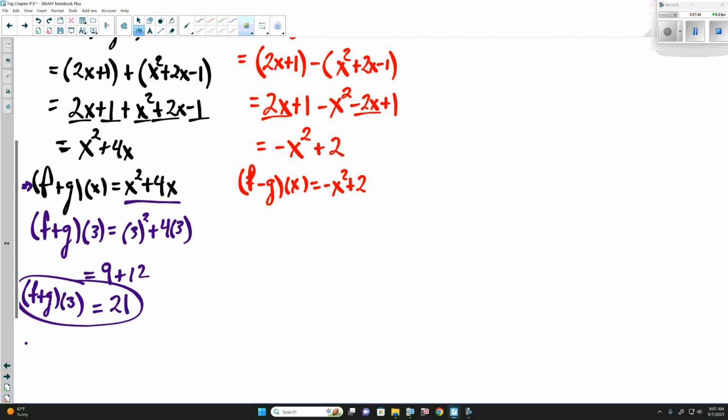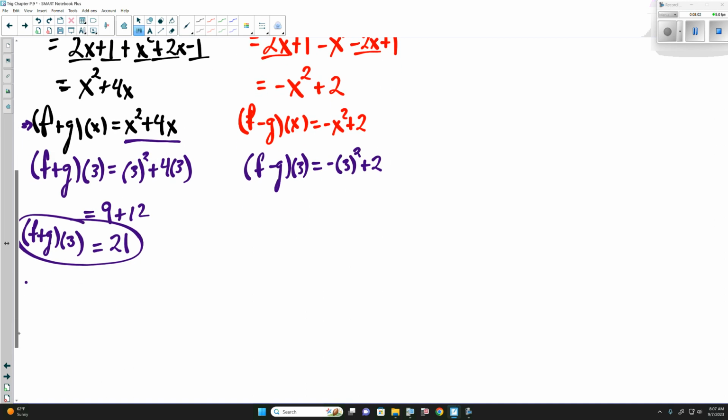We'll go with purple again. Now we're going to find f minus g of 3. And again, just like with the previous one, we can just plug it into our previous function and say negative 3 squared plus 2. Well, 3 squared is 9. Because the negative's outside the parentheses, it is going to be negative 9. And negative 9 plus 2 is negative 7.